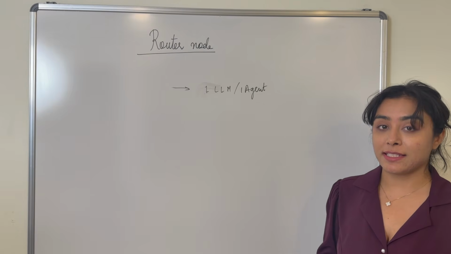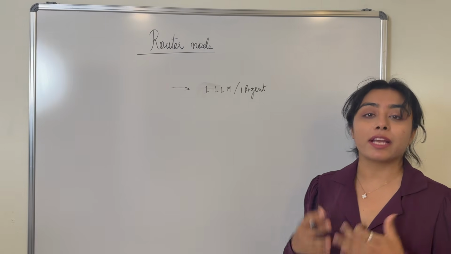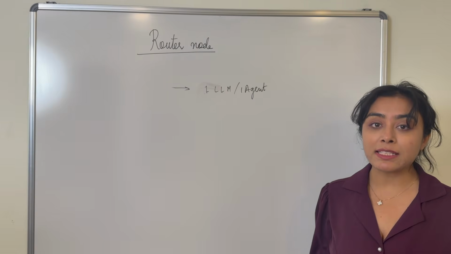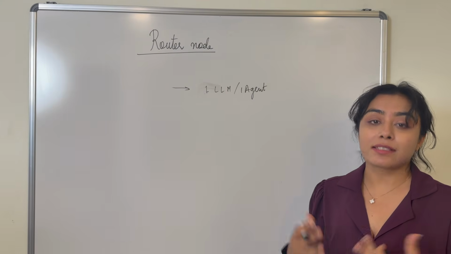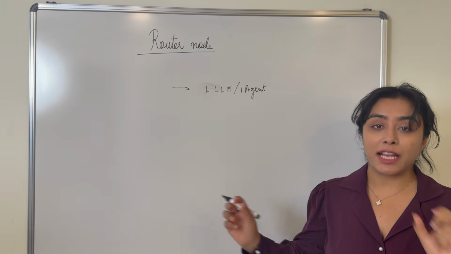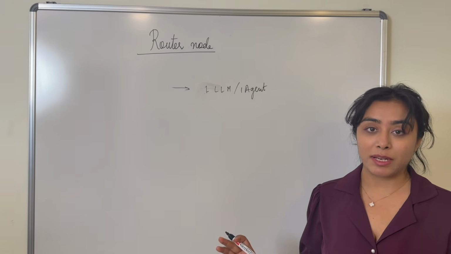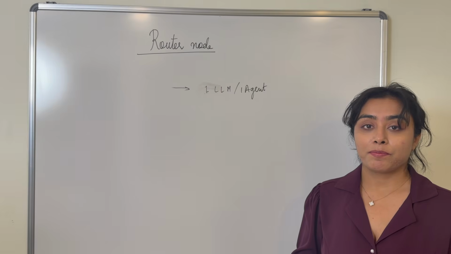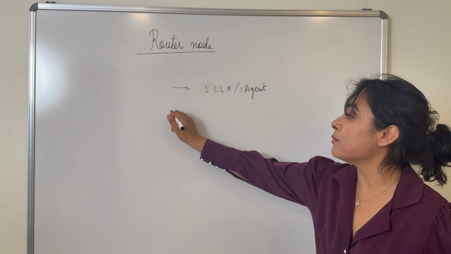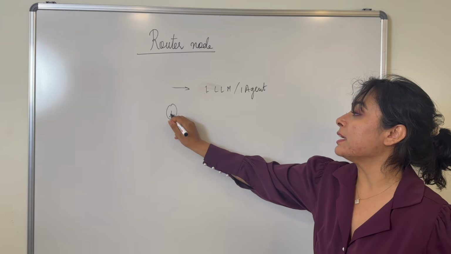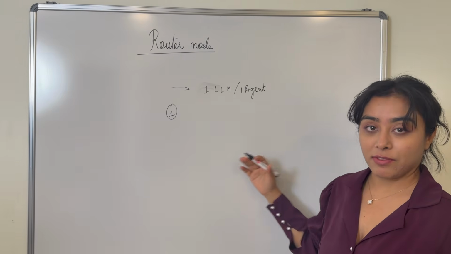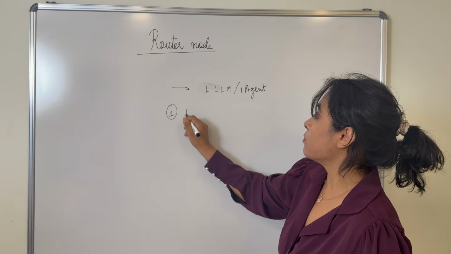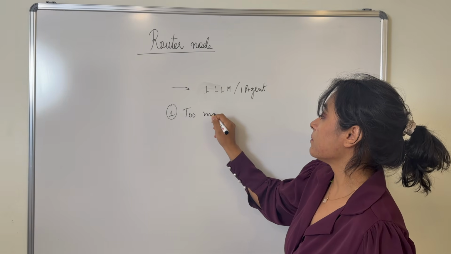So in such cases, when the prompt or the agent has too many responsibilities, the agent might not be able to perform as well as compared to if we had multiple agents with those specific responsibilities well divided. So that's one reason in which we might need a multi-agent system or a router to route amongst these different agents. So, too many responsibilities.